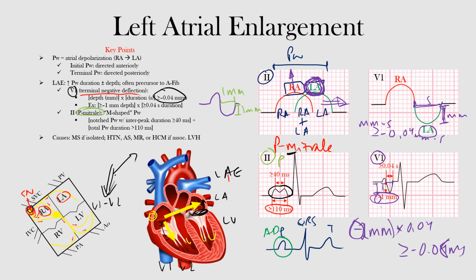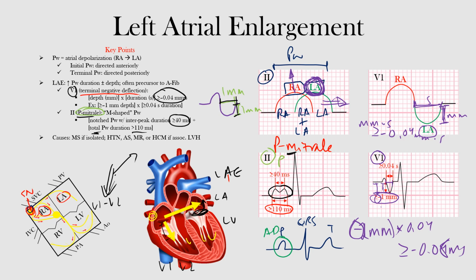But remember, one way to simplify it is knowing that 1 millimeter wide, 1 millimeter deep is an easy way to get to that criteria. In terms of lead 2, we're looking for what we call P mitrale, where we see that M-shaped P wave often associated with mitral stenosis. And in that case, we see these notched P waves with an interpeak duration of at least 40 milliseconds, as well as a total P wave duration of greater than 110 milliseconds, or 3 small boxes.